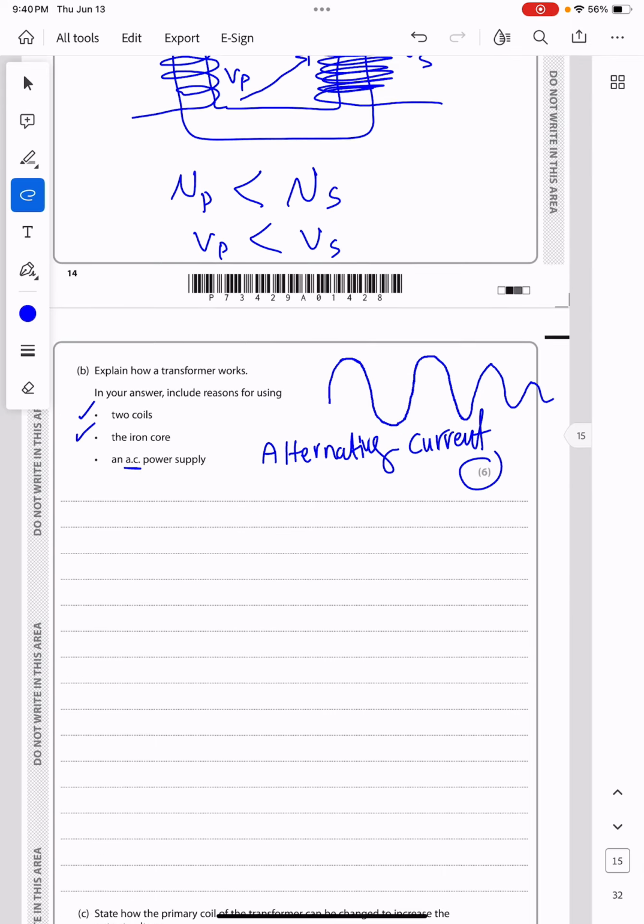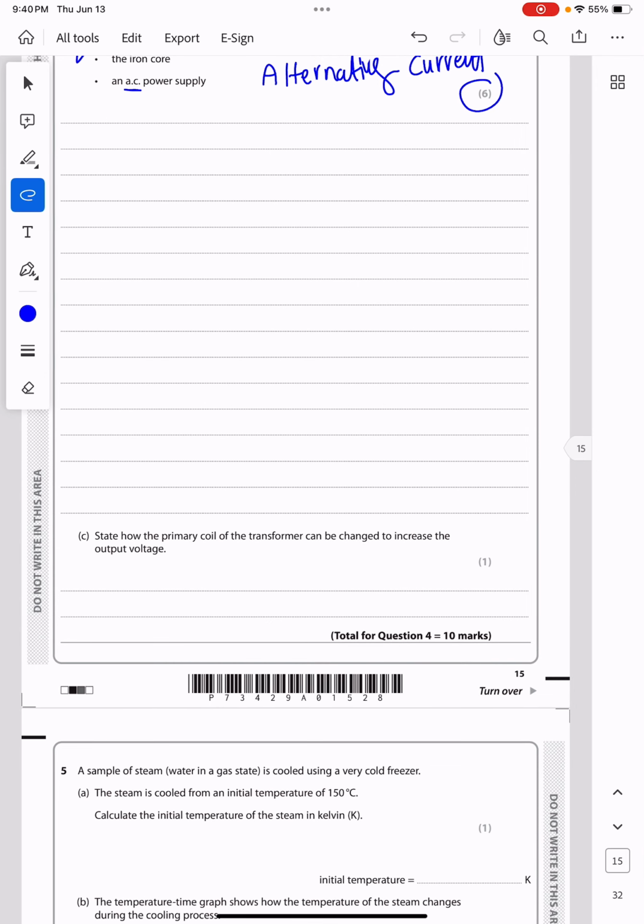And so all I have to do here is make the primary coil have fewer turns. Yep, I think that's it for this question.